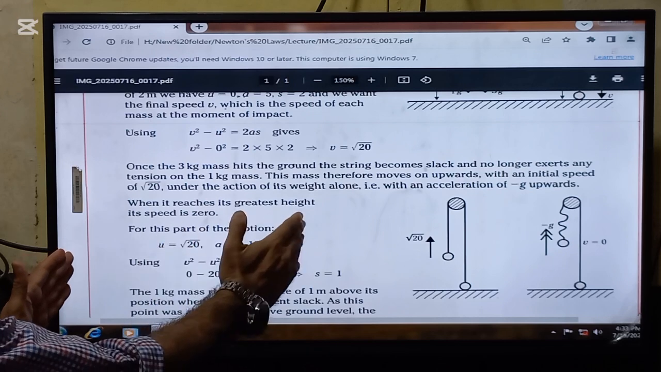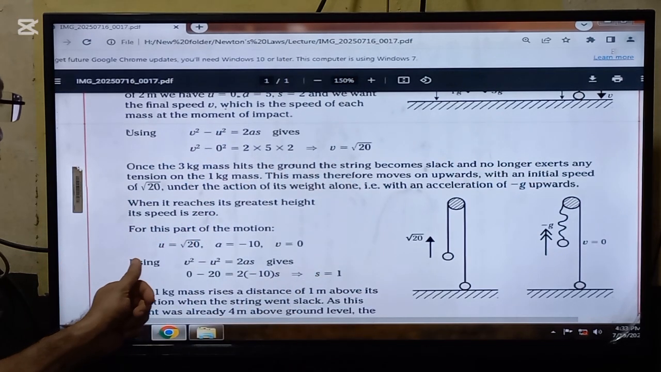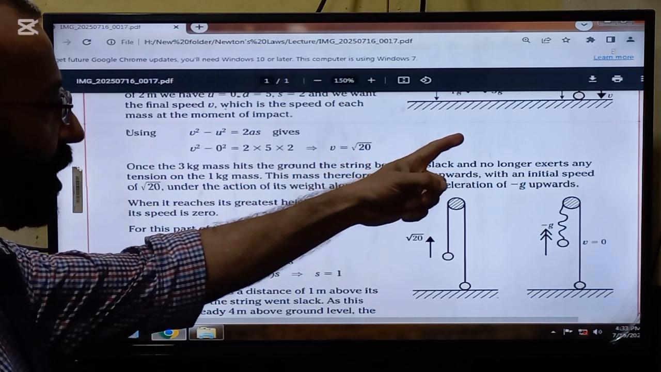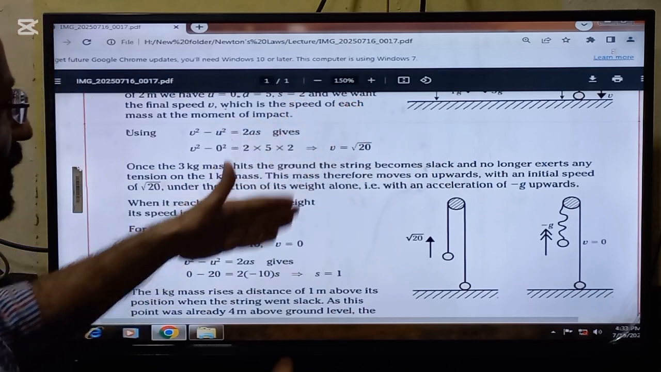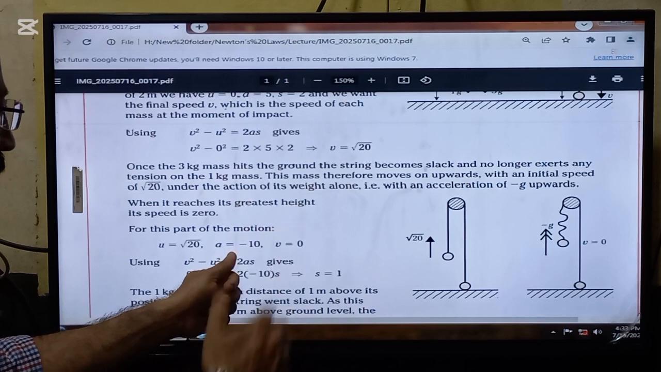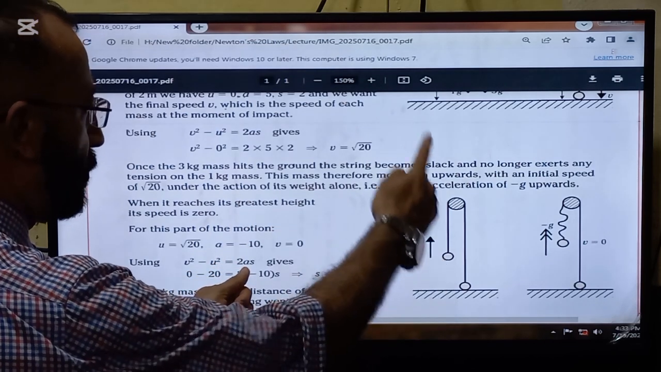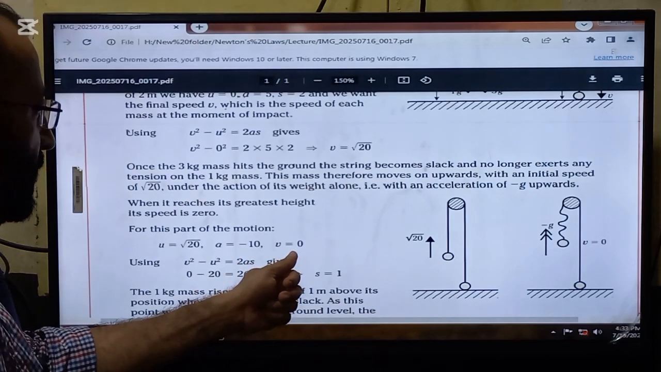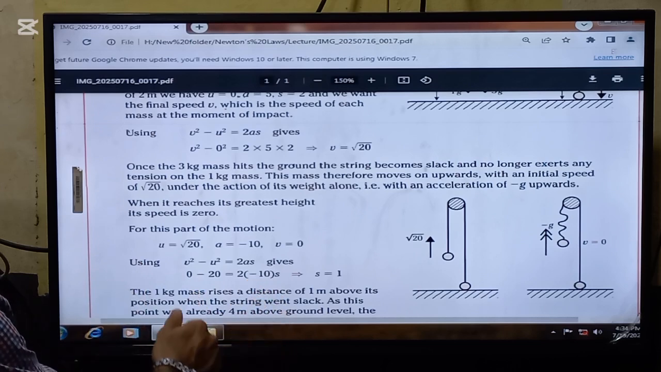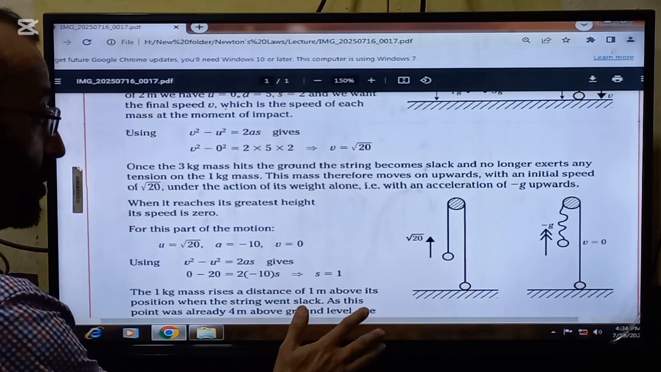When it reaches the greatest height, its speed will be 0, so the final speed will become 0. So u is square root 20, that was the speed with which the particle was moving. A is minus 10, the free fall acceleration. Negative shows that the body is moving up, and the final speed will be 0. Again using the third equation of motion, putting values into it, we will have s equal to 1.